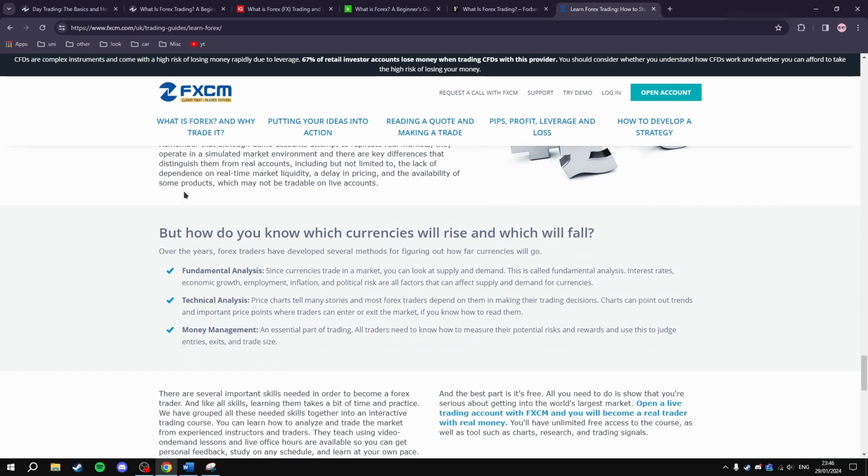But how do you know which currencies will rise and which will fall? Over the years, Forex traders have developed several methods for figuring out how far currencies will go.